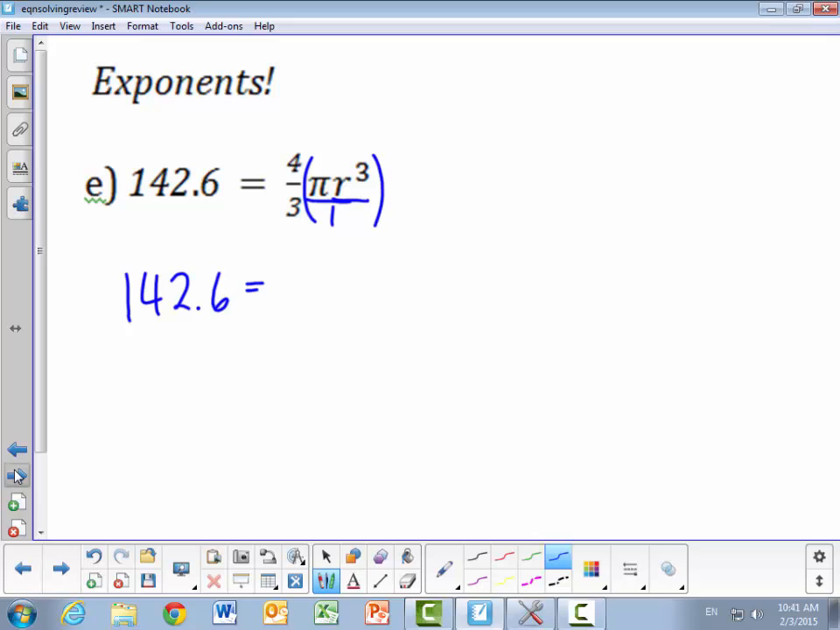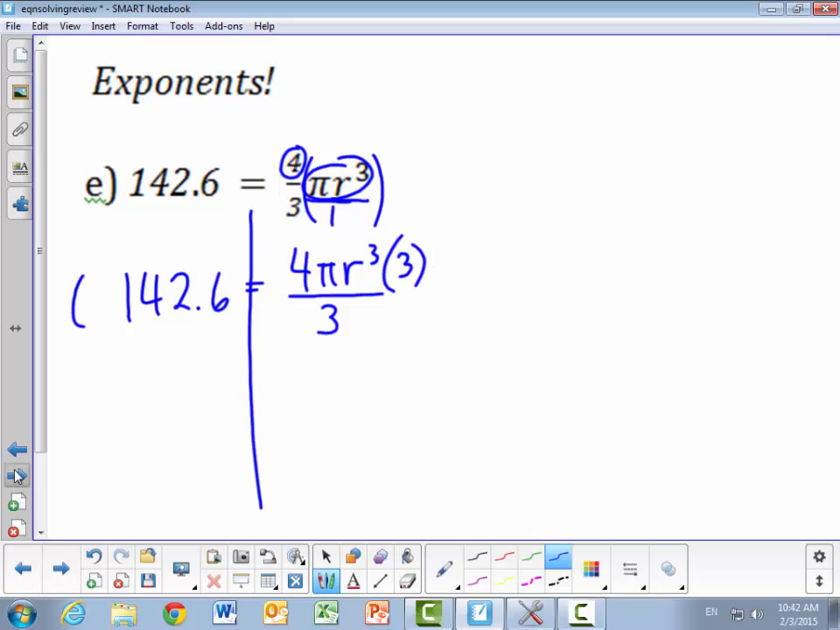Now I'm going to think about multiplying these two fractions together. If I multiply the tops, here's the top and the top here. When you multiply fractions, you multiply the tops, and then you multiply the bottoms. 3 times 1 is 3. So there's another way to write the same formula. Now I think, what's happening to r? It's being cubed, it's being multiplied by 4 pi, and it's being divided by 3. So the first thing I'm going to do is the opposite of dividing by 3. I'm going to multiply both sides by 3.